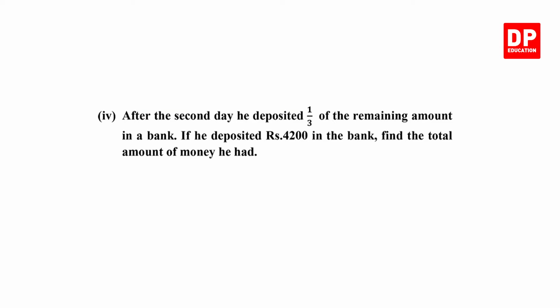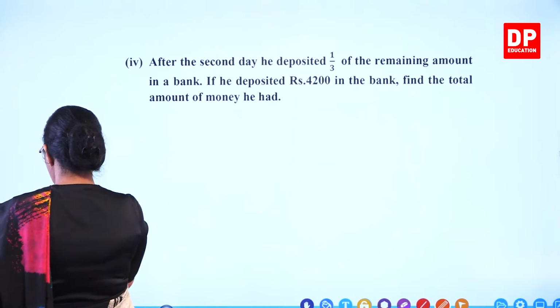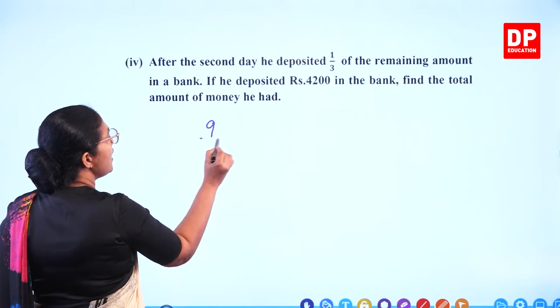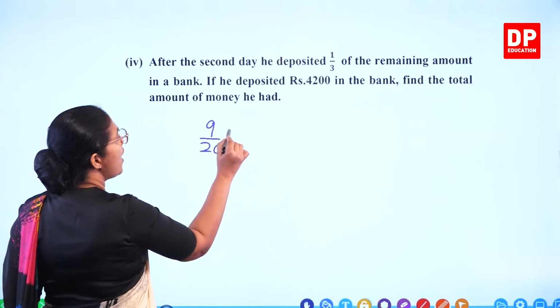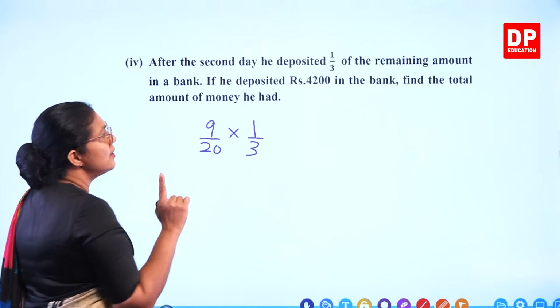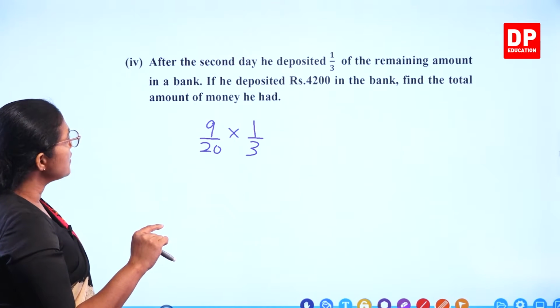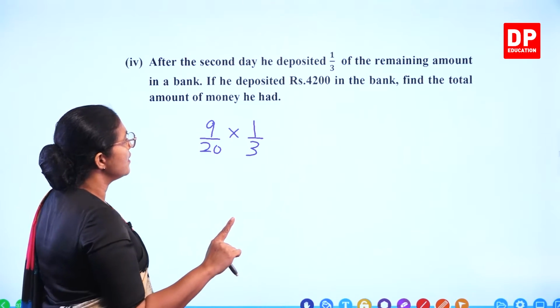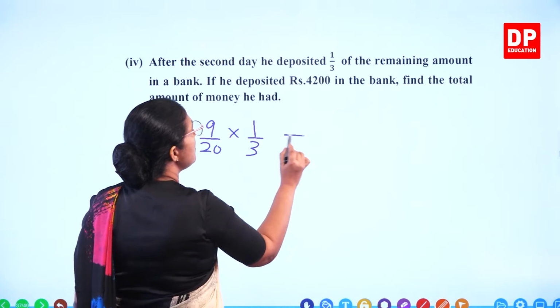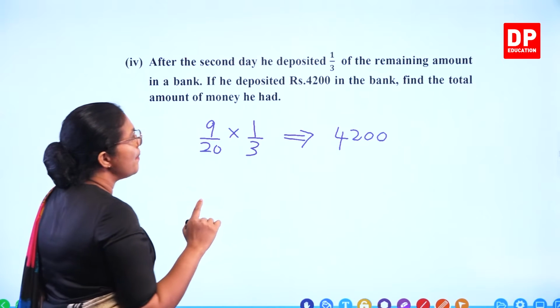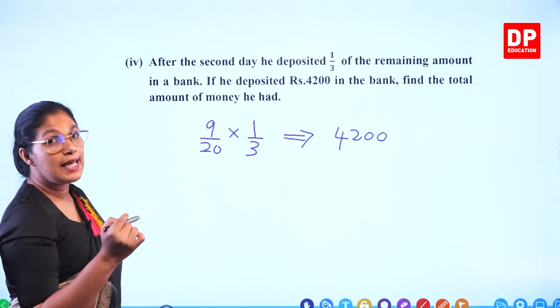Part 4. After the second day, he deposited 1/3 of the remaining amount in a bank. So what's the fraction? The remaining fraction is 9/20. From that, 1/3 he deposited in a bank. If he deposited 4,200, this fraction means 4,200 rupees in the bank. Find the total amount of money he had.